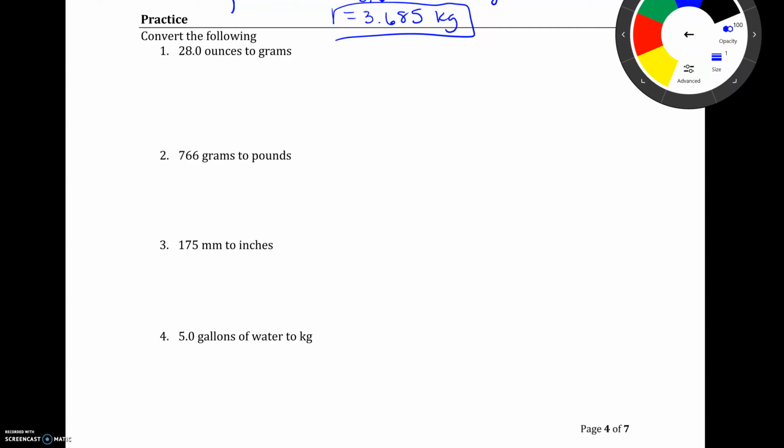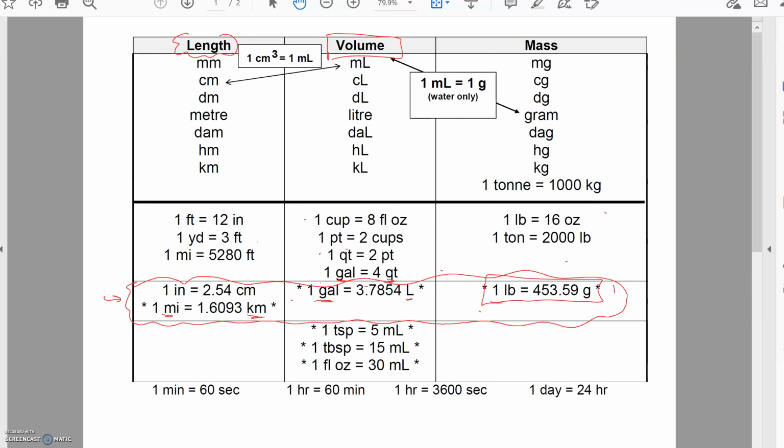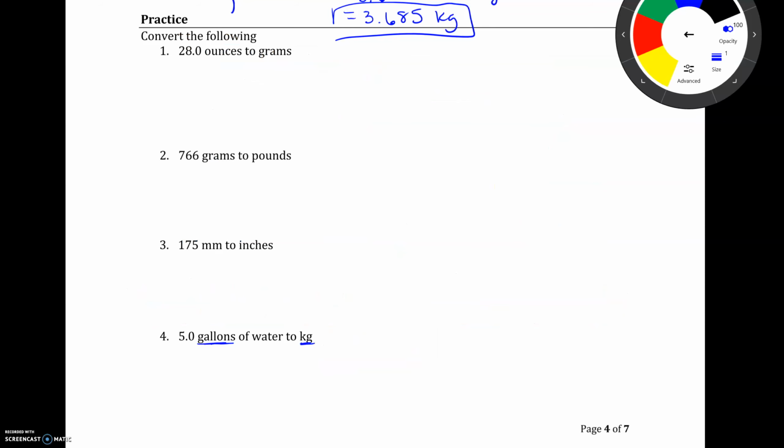Okay. So for this last question, we're going from gallons of water to kilograms. Figuring out this path is harder than some of the other things that we've done. Because we're going from a volume of water to a mass of water, we need to find our right pathway. We can go from gallons to liters, liters to milliliters, milliliters to grams, and grams to kilograms. There's your hint. Try it out.